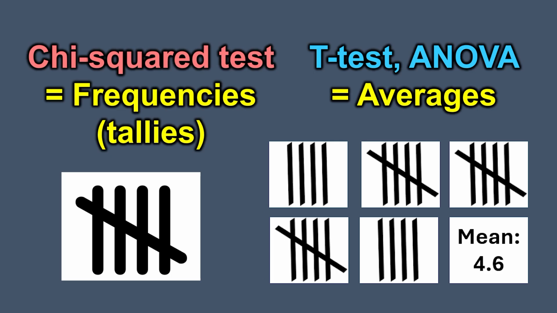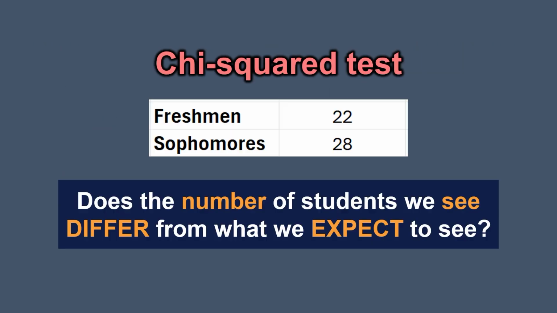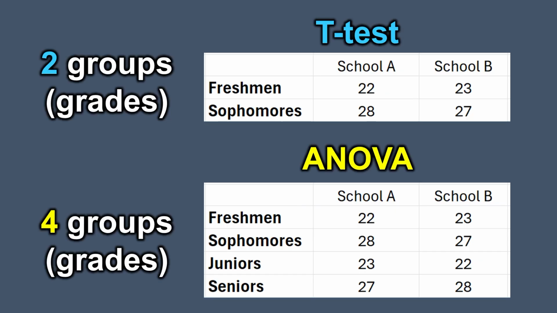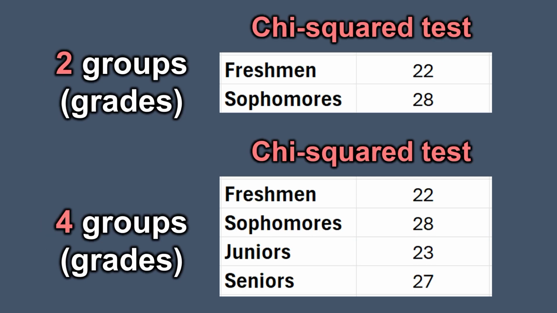A really important thing to remember is that in a chi-square, we're not looking at averages like a t-test or ANOVA, only raw tallies or frequencies. For example, if we wanted to see how many freshmen and sophomores there are at one school and compare that to what we'd expect, we would do a chi-square. If we wanted to compare the average number of freshmen to the average number of sophomores across 2 or more schools, we would do a t-test. Also, with a t-test or ANOVA, the number of groups makes a difference. You'd use a t-test for 2 groups, in this case grades, and an ANOVA for 3 or more. But for a chi-square, it doesn't matter. As long as you have 2 or more groups, you're fine.